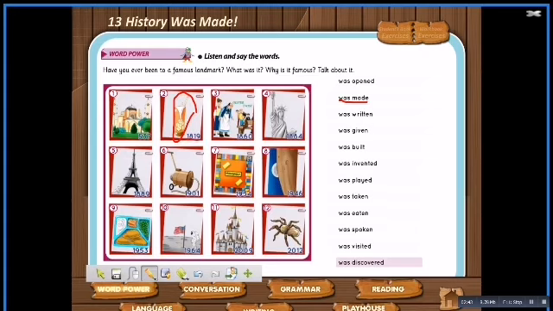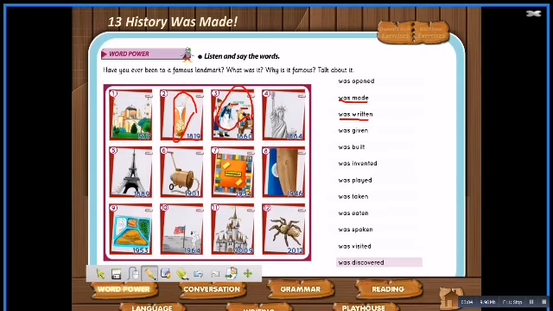3. Was written. كتب. This is a book. The title of this book is Oliver Twist. Oliver Twist. هذا اسم الكتاب. Okay. It was written in 1860. كتب في هذا التاريخ. Okay.